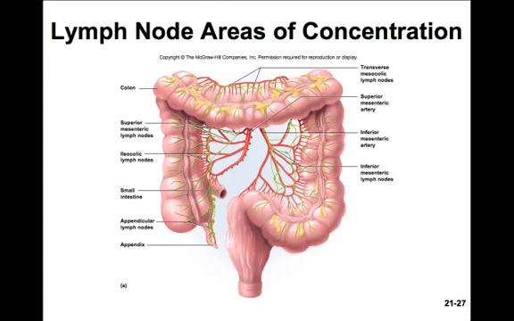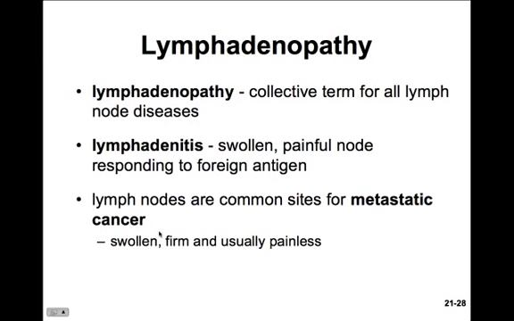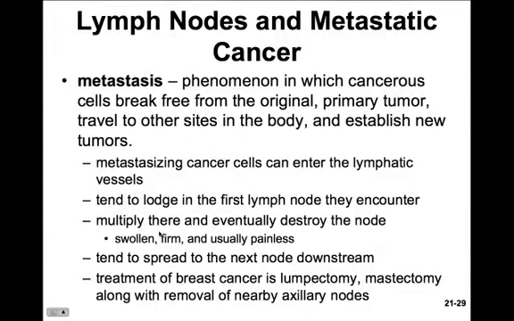for any pathogens. When a lymph node is under challenge from a foreign antigen, it may become swollen and painful to the touch. This is a condition called lymphadenitis. Physicians will often palpate the lymph nodes for lymphadenitis to see if there's potential of invading pathogens. So how are lymph nodes really involved in metastasis of cancer? Metastasis is a phenomenon where cancer cells break free from the original or primary tumor and travel to other sites in the body where they'll establish new tumors.